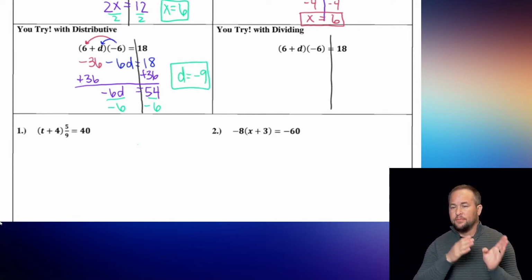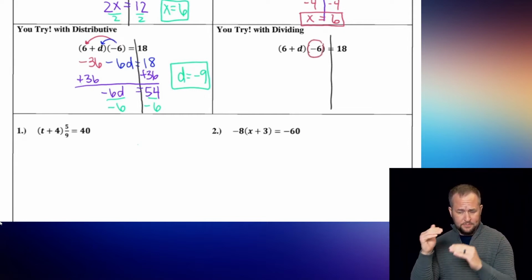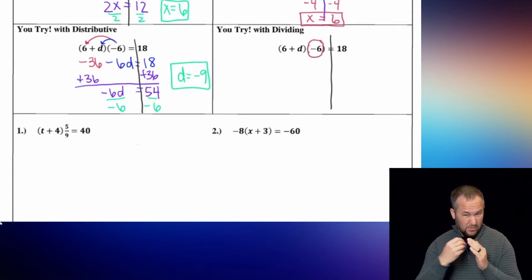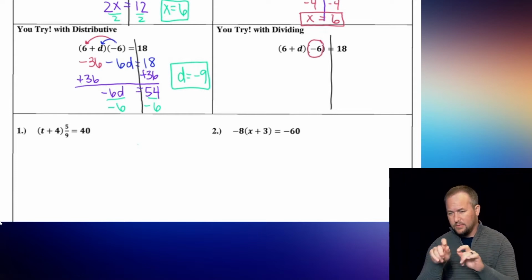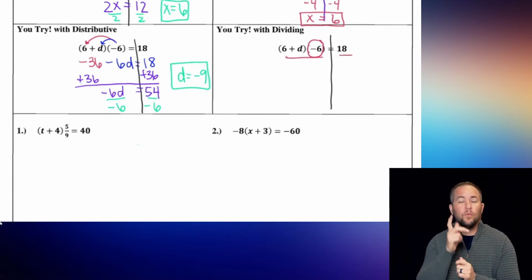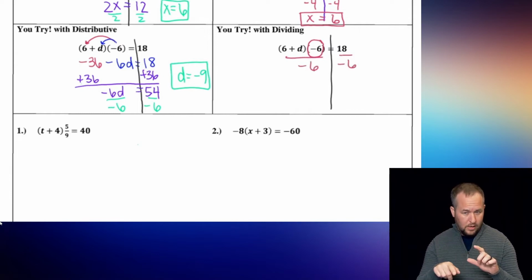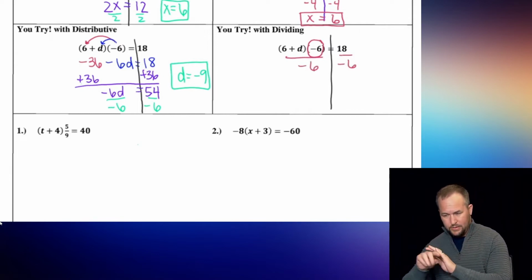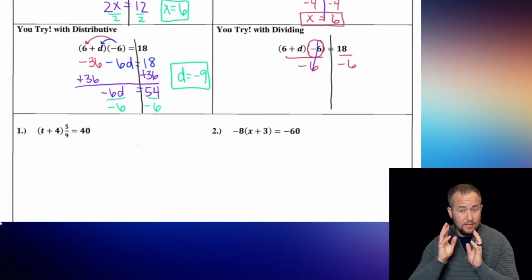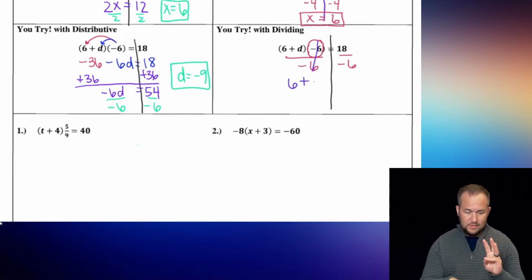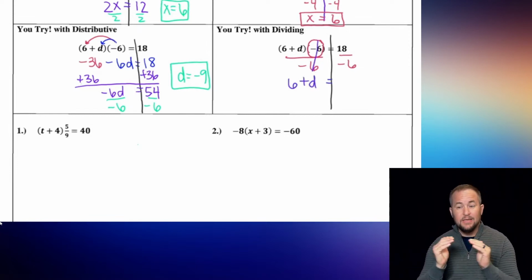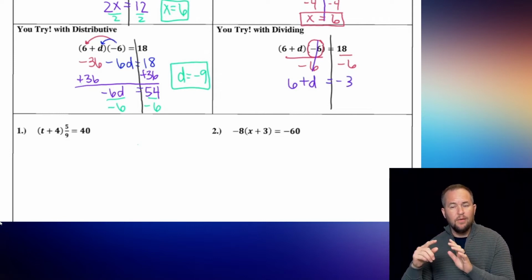So again, we're going to take this number that is outside of the parentheses, even though that -6 is also inside of parentheses. You're going to divide both sides by that number, -6. So all I have left on this left side, when I divide this out, I just get 1. So I just get 6 plus d equals, and then over here I end up with -3.